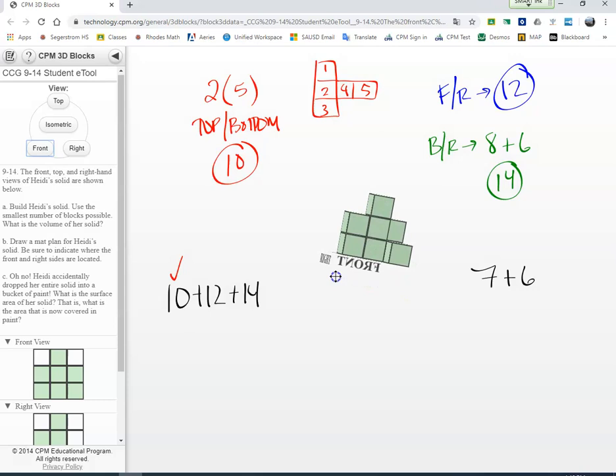Spin it again. We're painting those, which is another 7. 1, 2, 3, 4, 5, 6, 7. So we got 2 7s, that's our 14. And then we go this side and we've got 1, 2, 3, 4, 5, 6. And that's our 6. So we got another 6. And that's our 12.